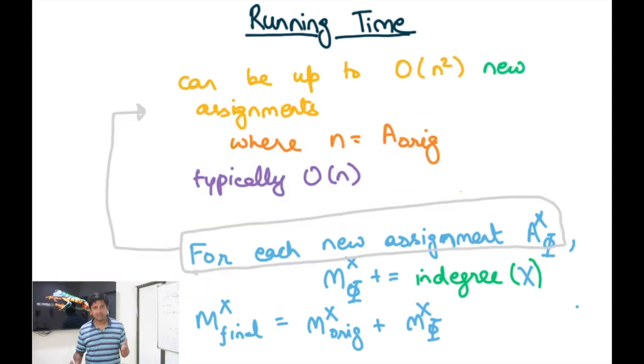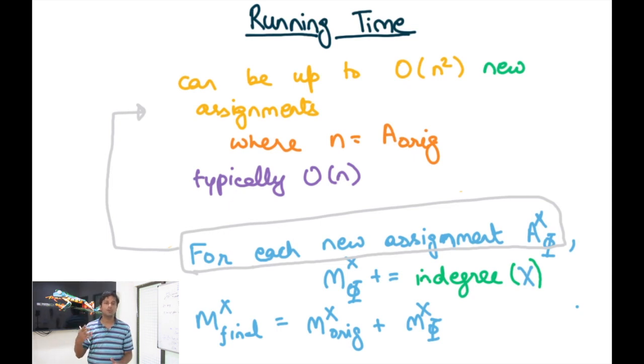Now, here's the interesting thing. How many different new assignments could have been added because of this step 2? Well, it turns out that there can be up to order n squared new assignments, where n is the number of assignments in the original program. This is because the number of different variables that need to be versioned using the phi node may be up to order n in every basic block, because for every basic block there could be up to order n variables reaching that basic block.